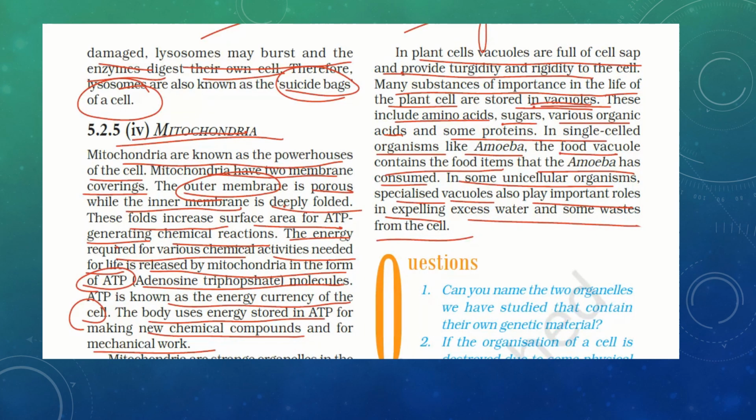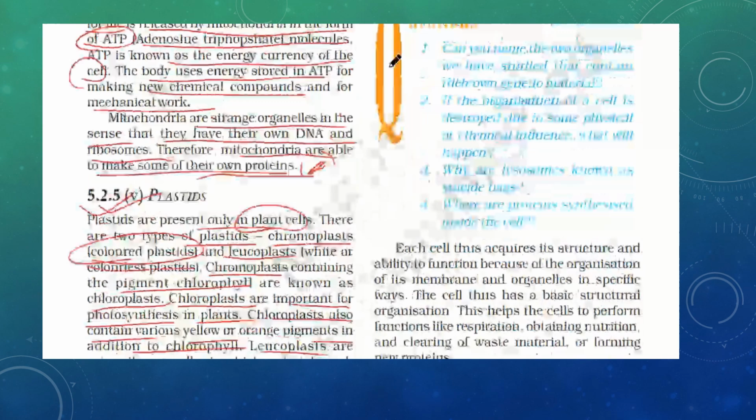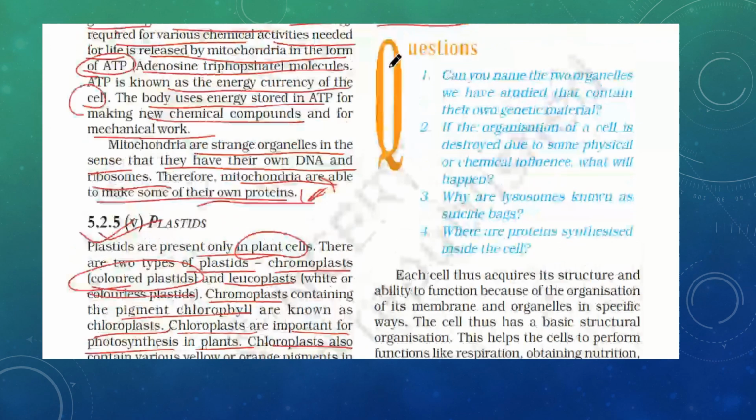Now we are at the end of the cell organelles, and we will be discussing a few questions that you will write. I have already taught you the answers, so write the questions and answers. Can you name the two organelles we have studied that contain their own genetic material? Yes, we have studied them just now. Plastids have their own genetic material, and mitochondria have their own genetic material. So these are the two organelles.